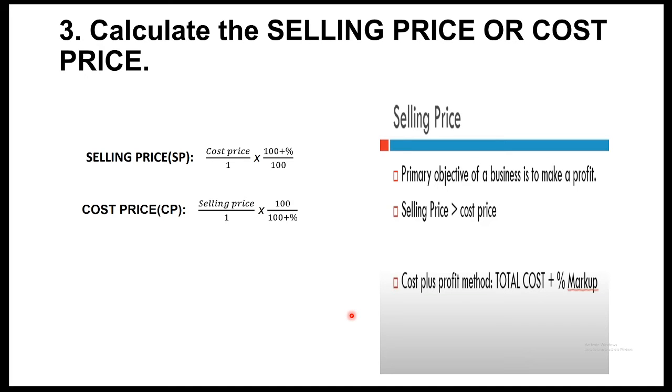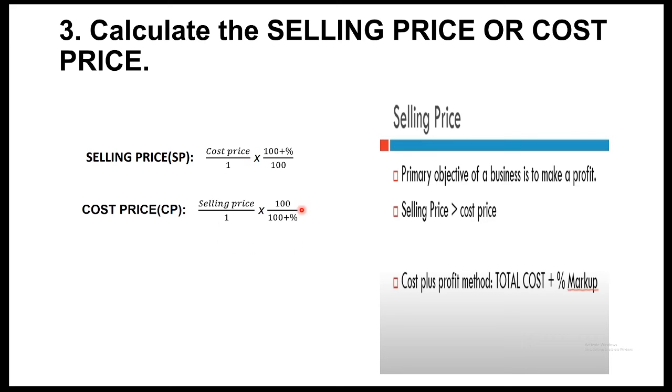Question 3, calculate the selling price or calculate the cost price. Now let's look at the first one, selling price. The main objective of a selling price is to make it higher than your cost price so that you can actually make a profit. So it must always be higher than your cost price. And if you look at these two formulas, they will not be given to you on a formula sheet. You will have to know them off by heart.